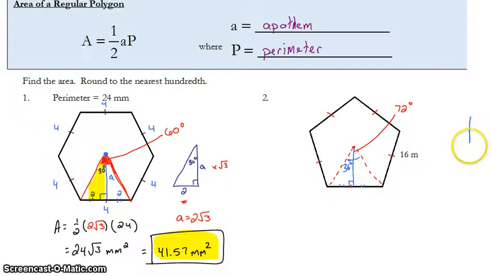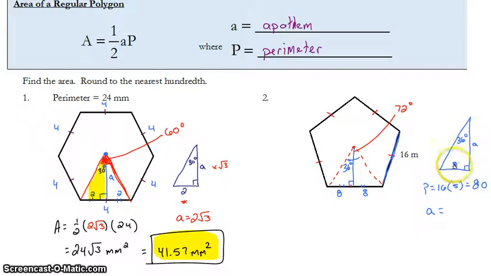So I'm going to pull this triangle out. It is no longer a special right triangle. This is 36 degrees. There's my apothem. This side length is here. Well, since it's regular, and I had a side length of 16, that divides in half as 8 and 8. We know our perimeter is 16 times 5 sides, which gives me a perimeter of 80 meters. The apothem is what we don't know.